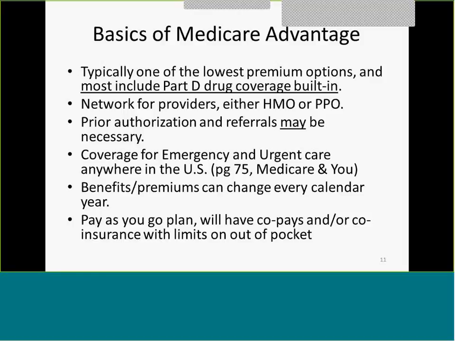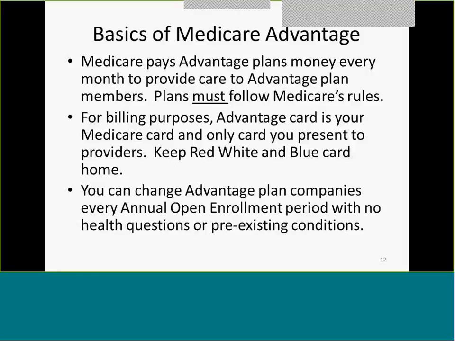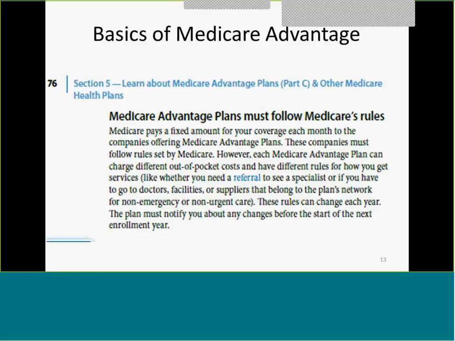Benefits and premiums do change every calendar year on Medicare Advantage. It is a pay-as-you-go plan. You have co-payments and co-insurance with an out-of-pocket limit. Medicare pays plans money every month to provide care to Advantage Plan members. The plans must follow Medicare's rules. And you will find that on page 75 of the 2015 Medicare and You. I tell client agents, for billing purposes, the Medicare Advantage card is the member's Medicare card and the only card they present. And you can change Advantage Plan companies during the annual open enrollment period with no health questions or pre-existing conditions.